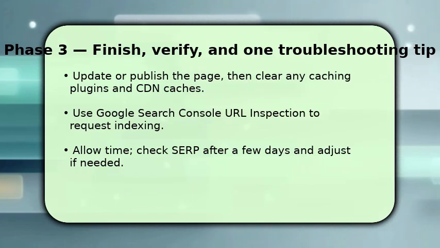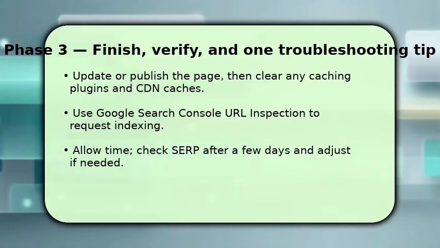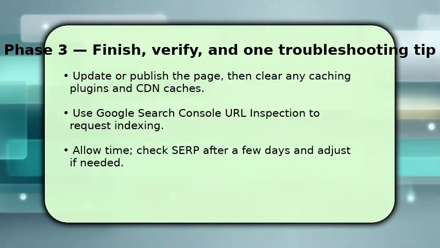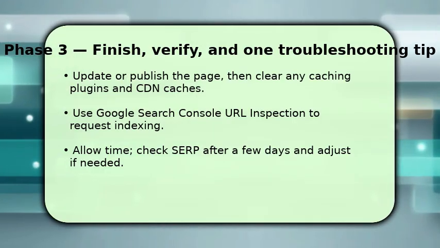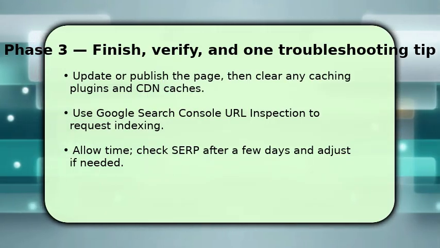Next, open Google Search Console and use URL inspection to request indexing. That speeds up when Google considers the change. Once requested, give Google a few days to a couple of weeks to reflect the new snippet. If the description doesn't appear, tweak wording, re-request indexing, and confirm there are no duplicate meta tags.